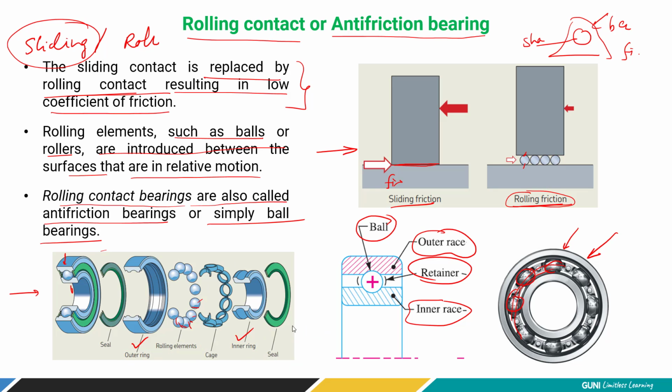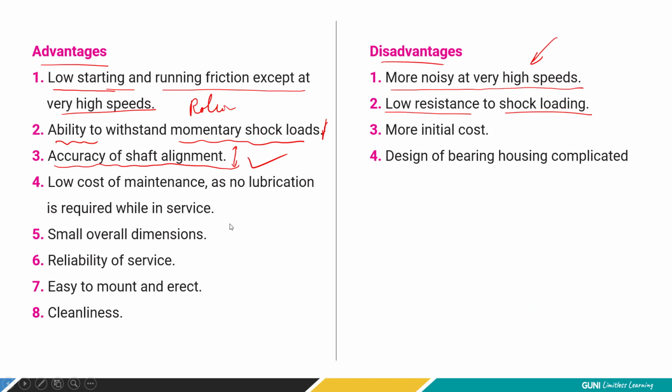Just recall these various components: the cage, then the seal, then the inner ring, outer ring, rolling contact elements, right? These are too many elements to build up a given rolling bearing, right? So initially it is going to give you more cost.